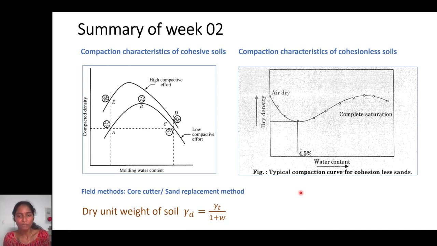But as far as pavement materials are concerned, as Sir has already mentioned, there are very few to be remembered. Mainly, if you know how to calculate the dry unit weight using the bulk unit weight, that is mostly sufficient.